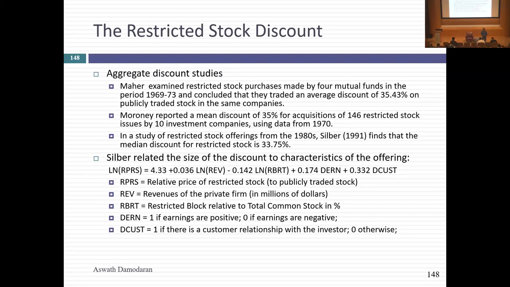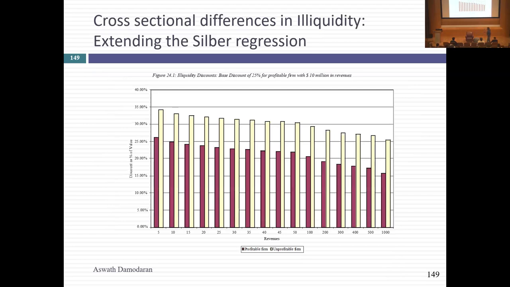So he ran this regression, and it basically became a paper. But a few years later, I decided to steal Bill Silber's regression and use it to come up with different illiquidity discounts for different companies. It's still within the restricted stock study, so it's got its limitations. But here's what I did. I looked at what the discount would be for a company as a function of its revenues. The larger the revenues, the smaller the discount. And whether it's a money-making or a money-losing company.